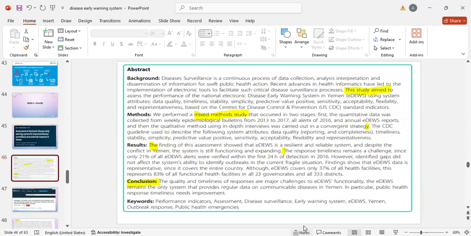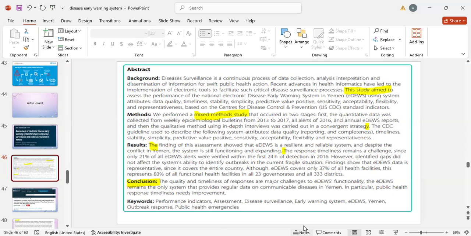Disease surveillance is the continuous process of data collection, data interpretation, and dissemination of information for swift public health action. This study aimed to assess the performance of the National Electronic Disease Early Warning System in Yemen using system attributes: data quality, timeliness, stability, simplicity, positive predictive value, sensitivity, acceptability, flexibility, and representativeness, based on the Centers for Disease Control and Prevention CDC standard indicators.